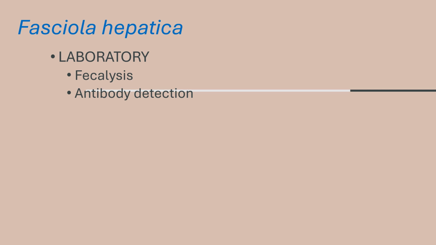As for the laboratory diagnosis, ova and parasite examination, still your fecalysis, of course, and then antibody detection using enzyme-linked immunosorbent assay. Aside from that, radiographic techniques and magnetic resonance imaging are used to confirm the presence of Fasciola hepatica infection and also as a follow-up.